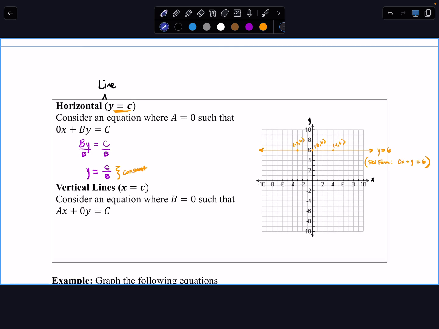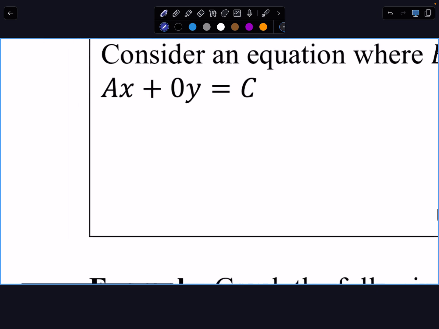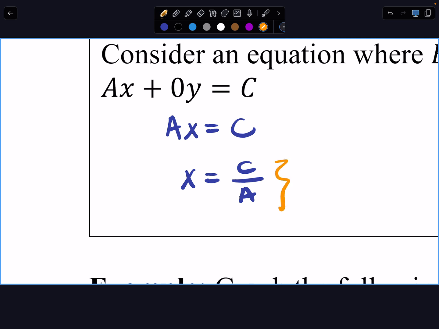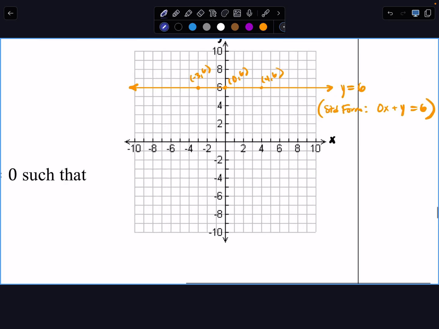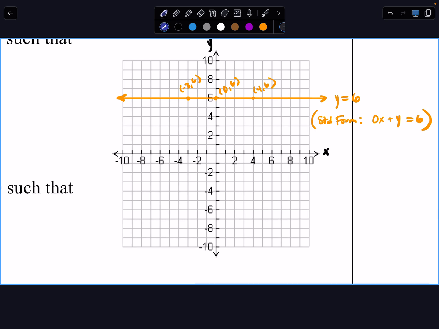And then a similar idea for vertical lines. If we thought about b in standard form being equal to 0, we would have ax equals c. Thinking about dividing by a, we would have c over a, which again is just a constant. And vertical lines, I think you guys also have an okay understanding of what a vertical line would look like.